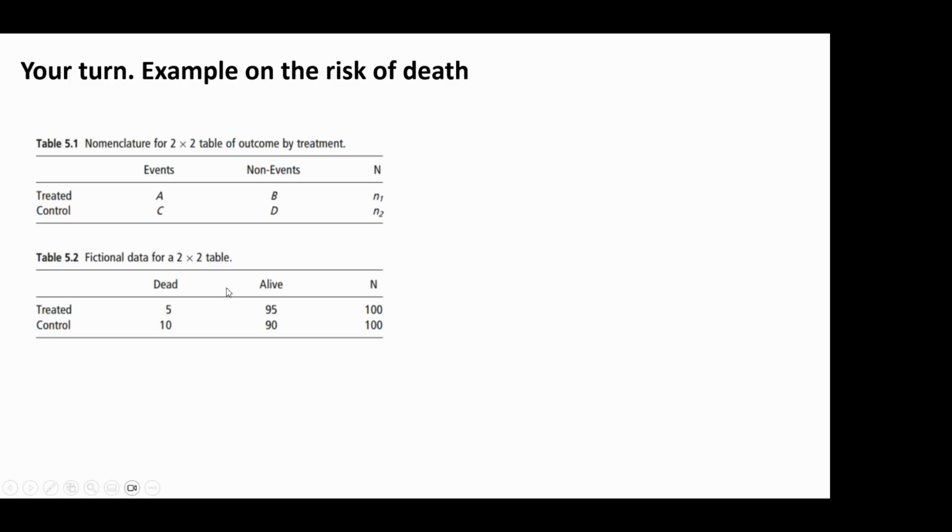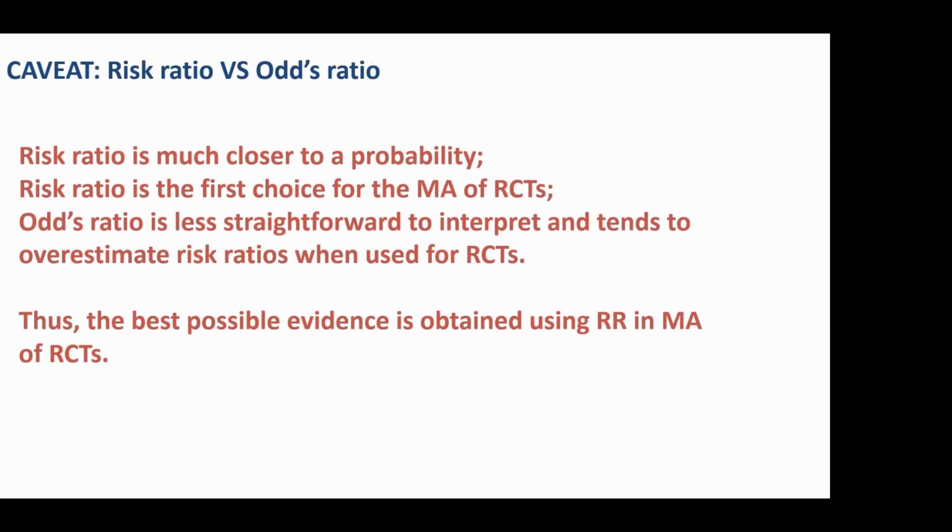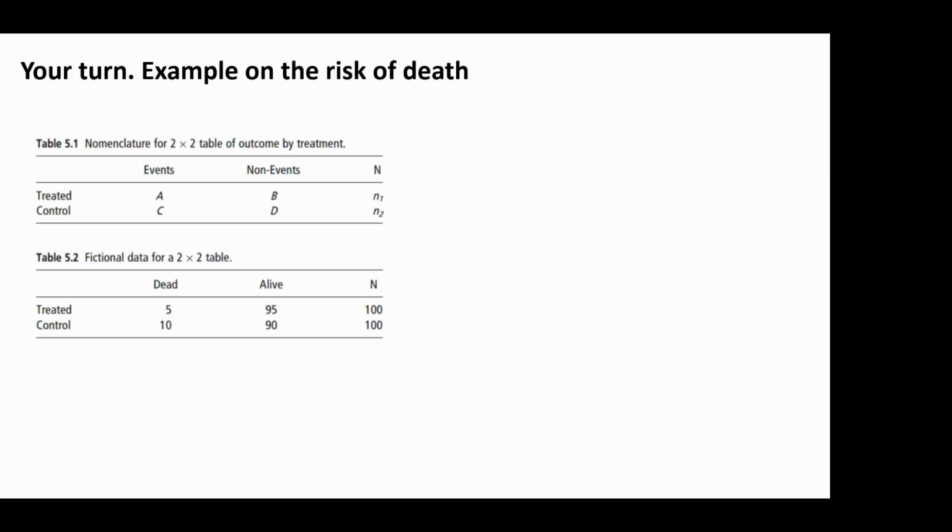Well, let's do this example. In this case it is fictional data, an example on the risk of death. People who got treated and died are 5, treated and alive are 95, control that are dead 10, and control that are alive is 90. Let me go back to the formula. Can you take this data and write it down somewhere?